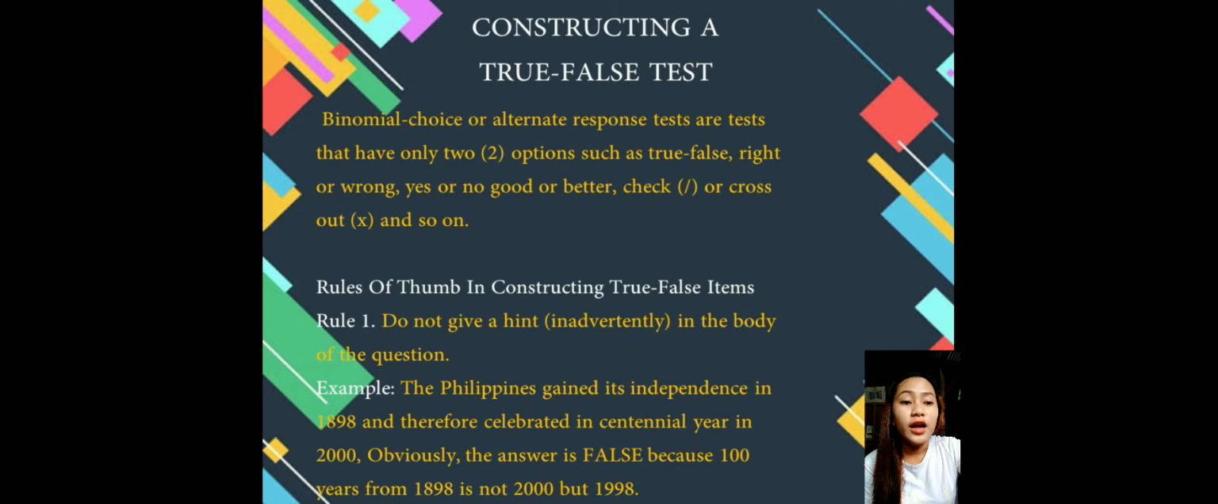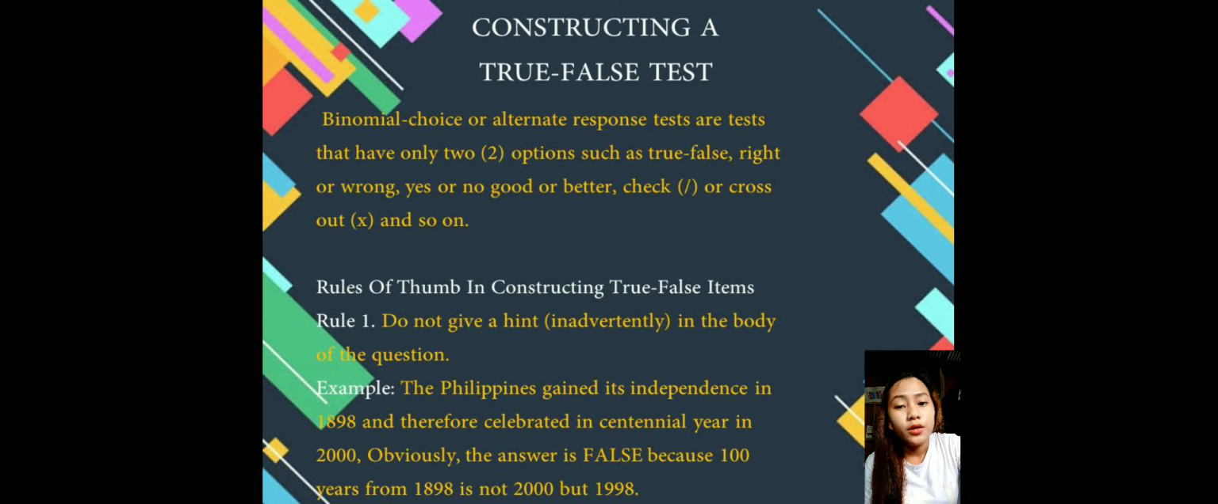Binomial choice or alternate response tests are tests that have only two options, such as true or false, right or wrong, yes or no, good or better, check or cross out, and so on. So in this kind of binomial, or two options, that you're going to use in constructing various paper and pencil tests, there are some rules of thumb in constructing true or false items.